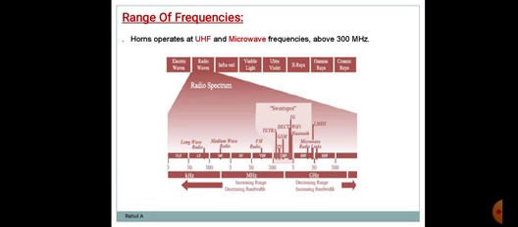Now, the range of frequencies used by this horn antenna. Generally, the horn antenna operates at UHF and microwave frequencies above 300 megahertz. On the screen you can see the frequency spectrum, where you can easily see that the range of 300 megahertz to 3 gigahertz, the UHF range, is usually used by the horn antenna for propagation.